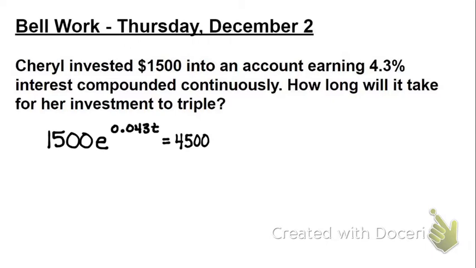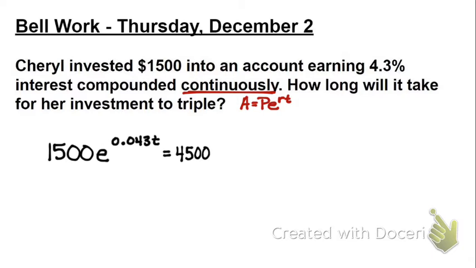Compound interest formula. Specifically the one for continuously. We got to use E, the natural number there. So A equals PE to the RT. Beautiful. Love the way it's set up. One more time, just for my own benefit, where did the 4,500 come from? Because it says to triple. So you do that initial amount, 1,500 times 3, and that's where we get that 4,500 from.